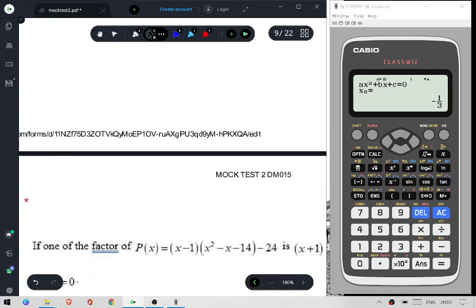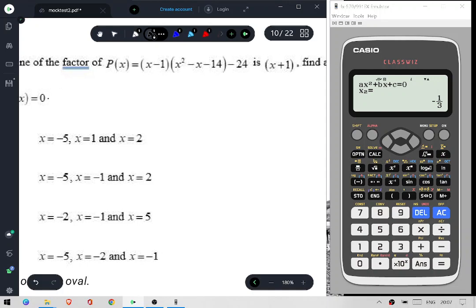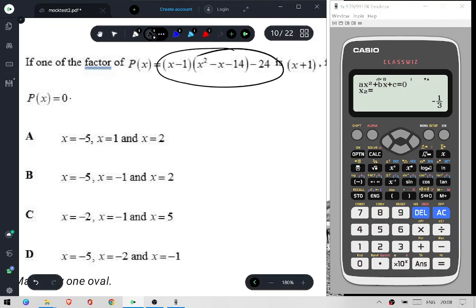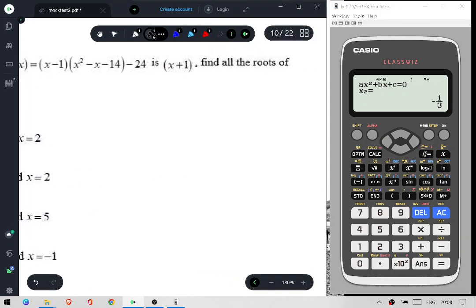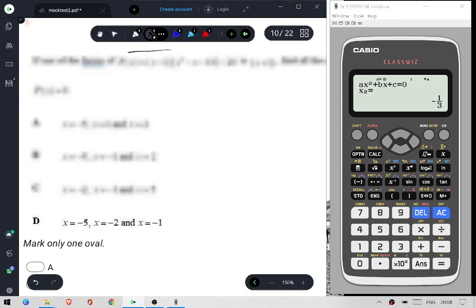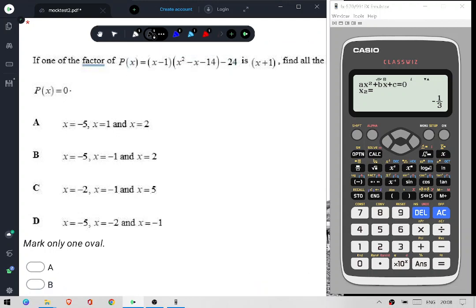Now, next question. If one of the factors of P(x) equals blah blah blah, panjang ni ha. Minus 24, and x plus 1 is one of the factors for this one. Find all the roots. Now this one kalau kamu tengok, you will expect apa kat sini? You will expect cubic. But by using your calculator, you can find the answer faster.